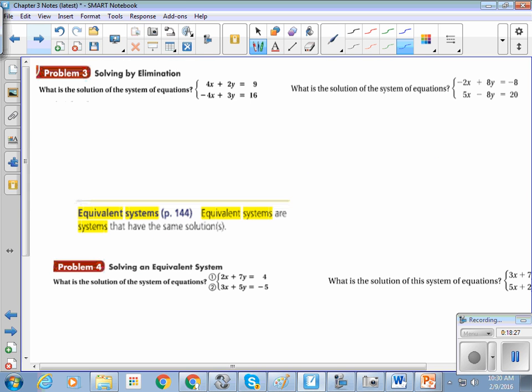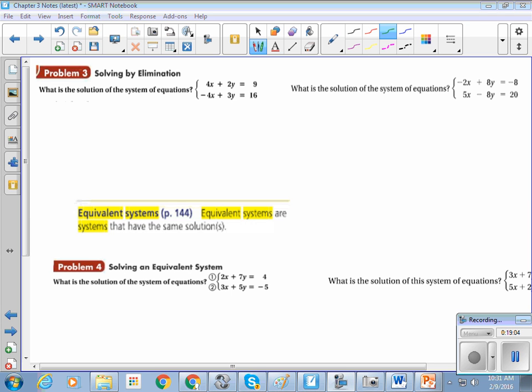All right, we are going to solve using elimination, and what this means is we're going to add our systems together. So what elimination does is it gets rid of one of your variables. So we are going to add our equations together, and it's going to eliminate one variable. We'll solve for the remaining variable, and then we'll plug it back in to find the one we eliminated. Let me show you how that works.